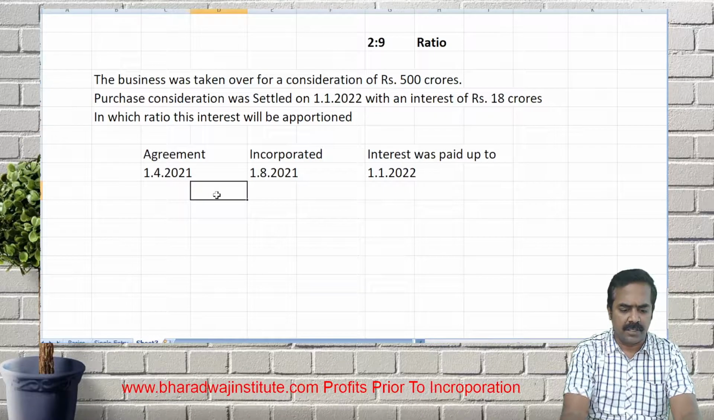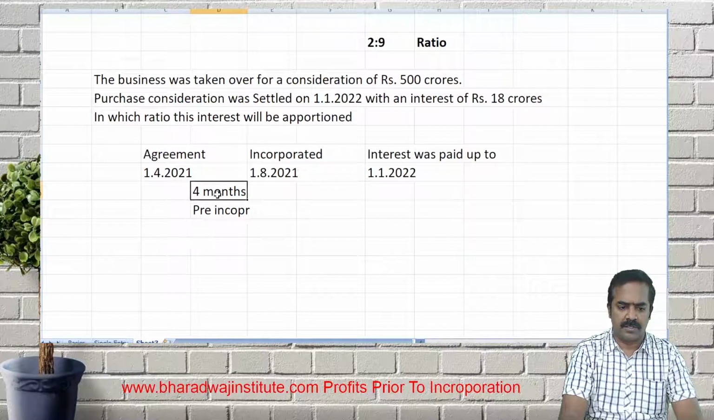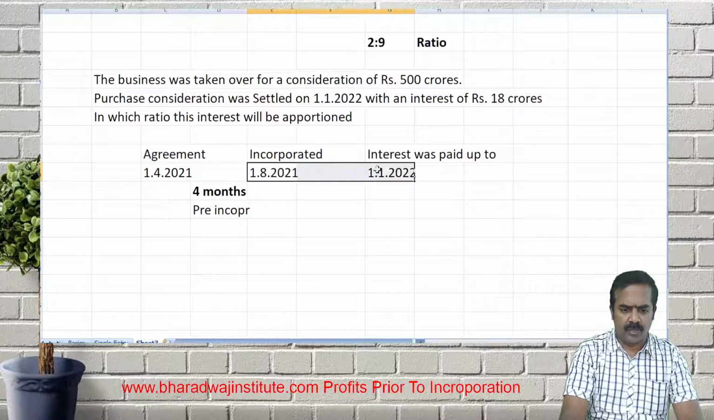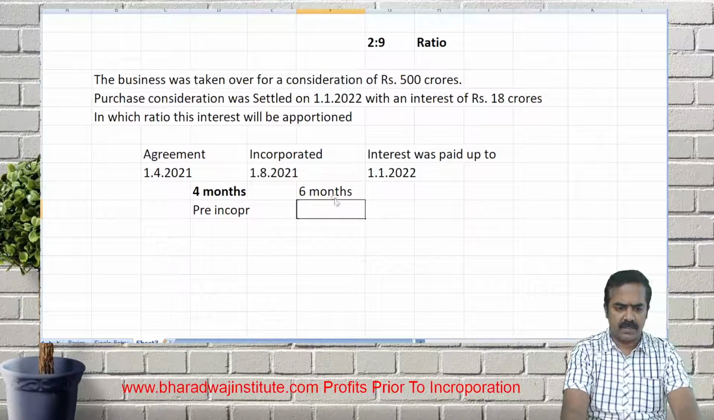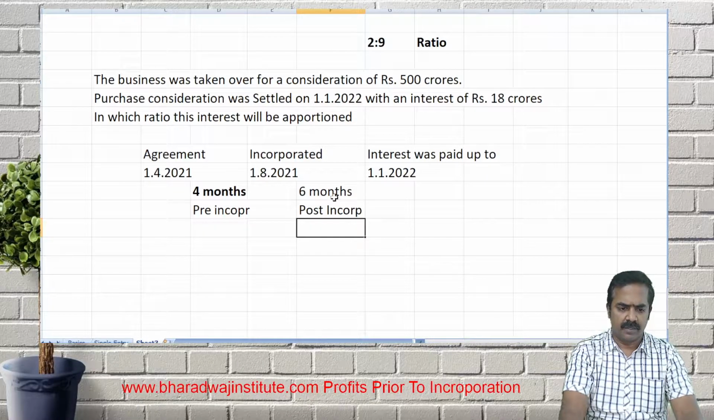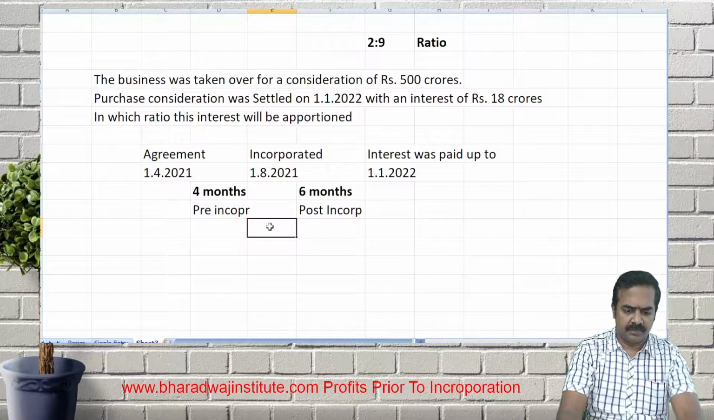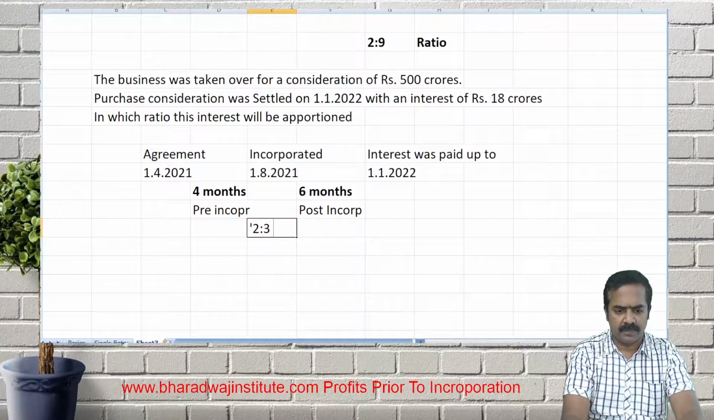So how many months pre-incorporation? 4 months covered in pre-incorporation. In this, how many months covered in post-incorporation? 6 months. 1/8 to 1/1 only. எவ்வளவு months? 6 months. 6 months in which period? Post incorporation period like covered. Okay. So what is the ratio? 4:6 can be written as 2:3 ratio.